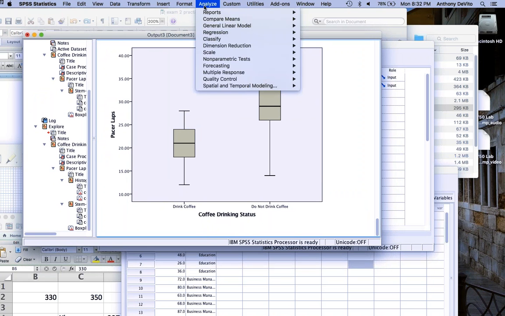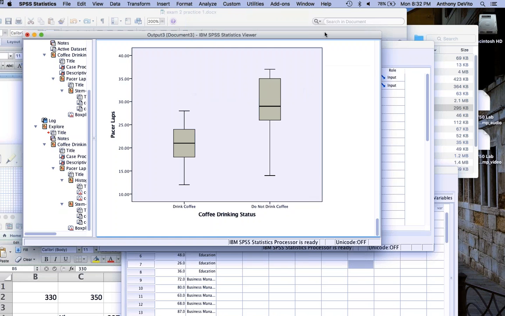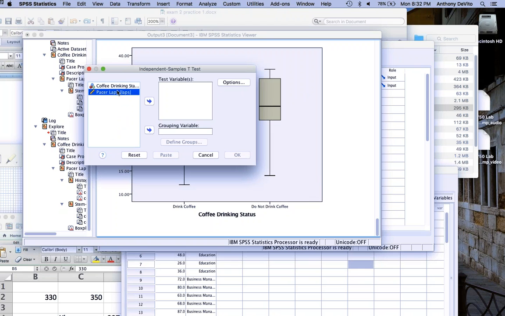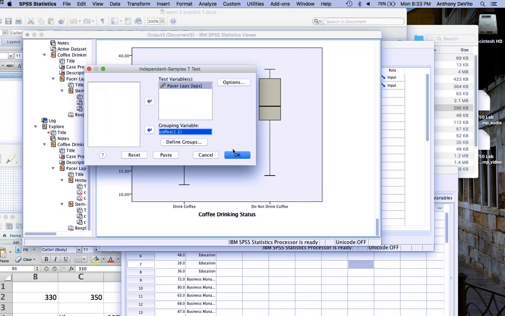We're going to compare means, and this time we're going to do independent samples t-tests. We independently sampled population 1, kids who drink coffee, and population 2, kids who don't drink coffee. So I'm going to use the independent samples t-test. I'm going to move the laps into the test variable and coffee drinking into the grouping variable. Now it's going to ask me to define the groups, in other words, to tell it that the number 1 represents one group and the number 2 represents the other group, so it's handy to remember that. And I'm going to click OK.